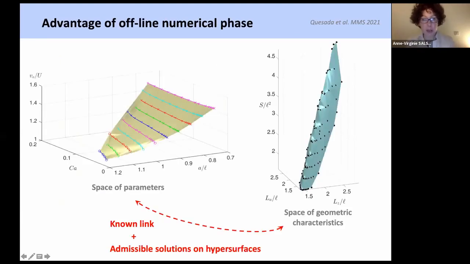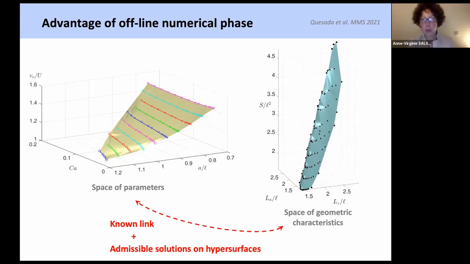That's quite interesting, that we know the link. Also, if you look at these pictures, you see that all the admissible solutions lie on hypersurfaces. That tells you that a capsule cannot have just any shape. The deformed shape has to obey and lie on these hypersurfaces. Otherwise, it's not an admissible solution.